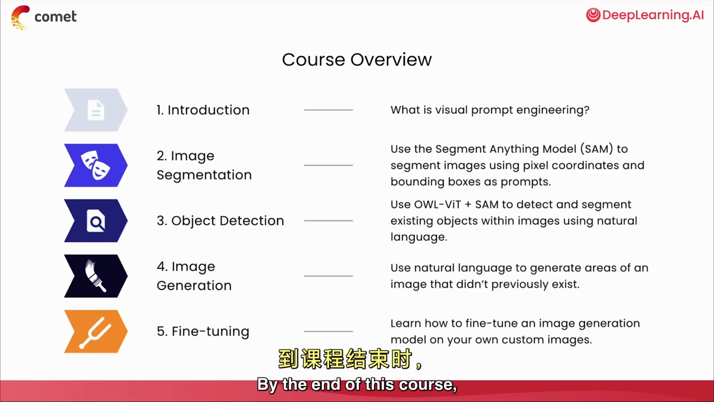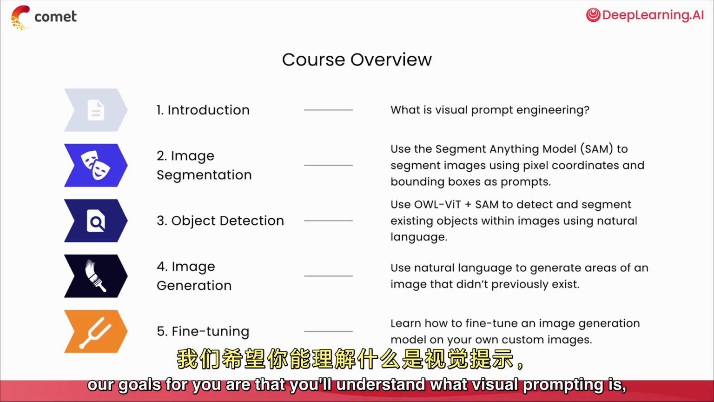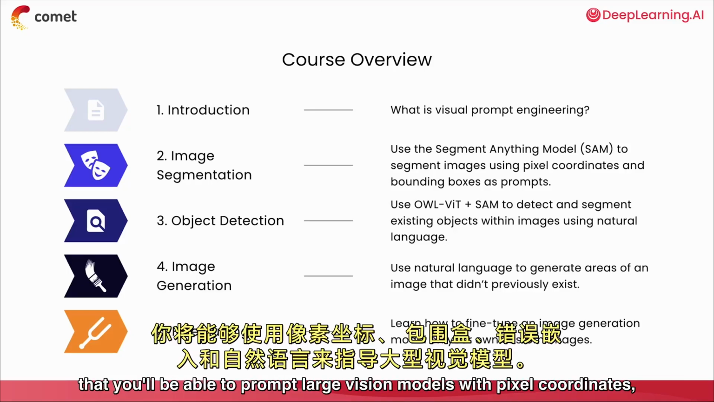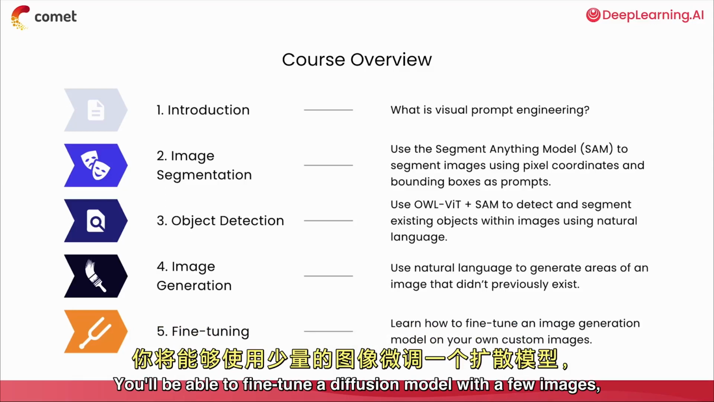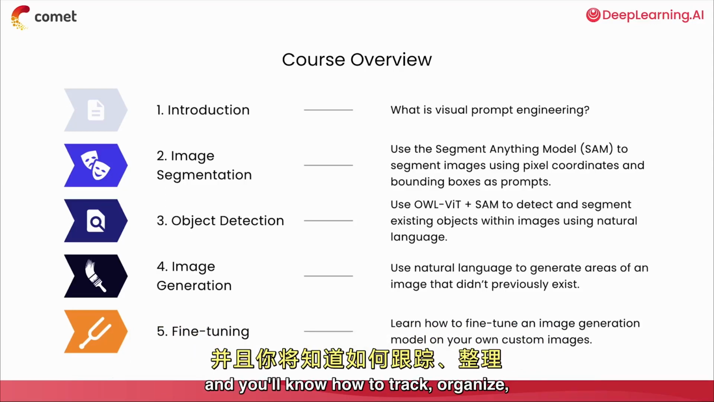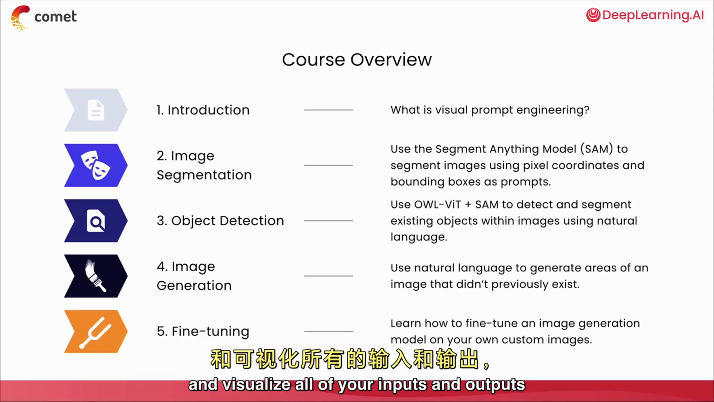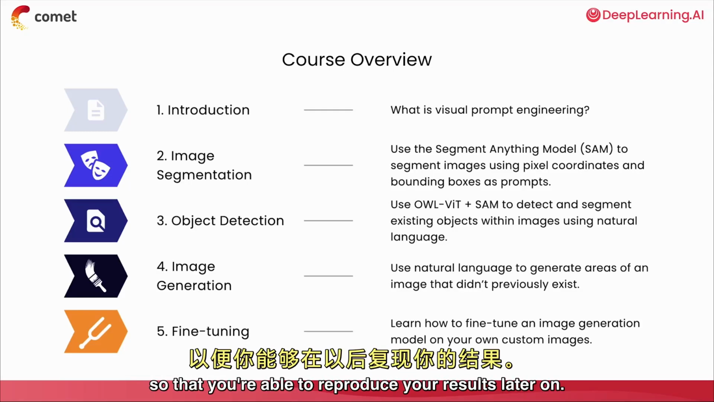By the end of this course, our goals for you are that you'll understand what visual prompting is, that you'll be able to prompt large vision models with pixel coordinates, bounding boxes, raw embeddings, and natural language. You'll be able to fine-tune a diffusion model with a few images, and you will know how to track, organize, and visualize all of your inputs and outputs so that you're able to reproduce your results later on.